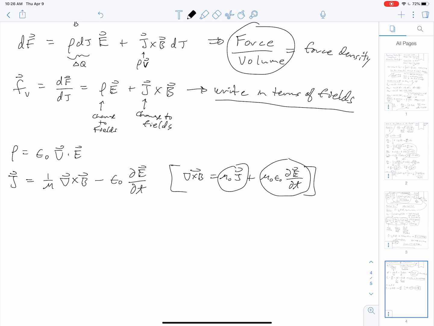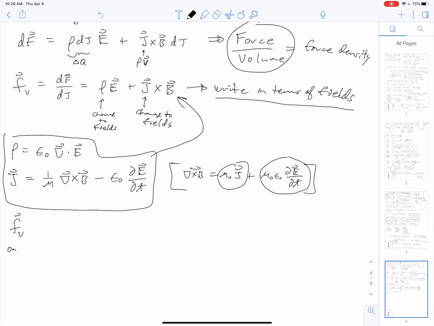So I can use these expressions for current and charge density and plug them into this. And so then I see that my force per volume, my force density on the matter, this is the force per volume on the charge density.